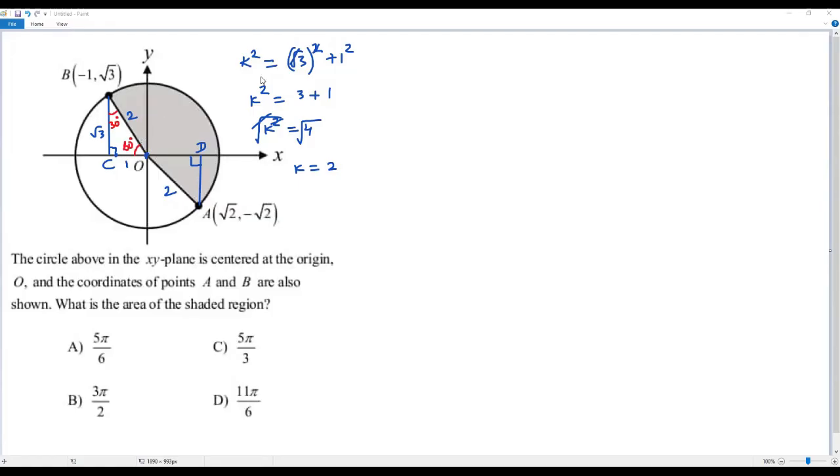Okay, now let's consider this right triangle OAD over here. In this right triangle OAD, to get the length of this leg, this horizontal line segment OD, we have to consider the x-coordinate of this point A, that is square root of 2. So the length of this leg OD is square root of 2. Now to get the length of this vertical line segment, that is the leg AD of this triangle, we have to consider the y-coordinate of the point over here. Since we consider the length of this leg AD, we have to consider this y-coordinate as a positive value. Then we get square root of 2 as the length of this leg AD.